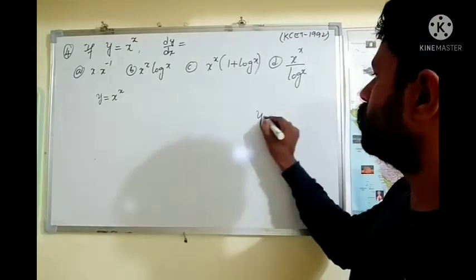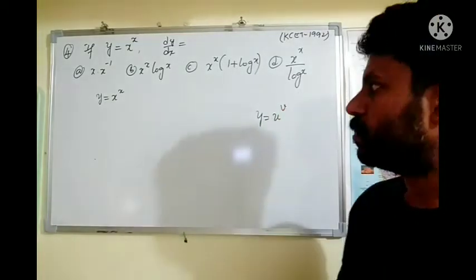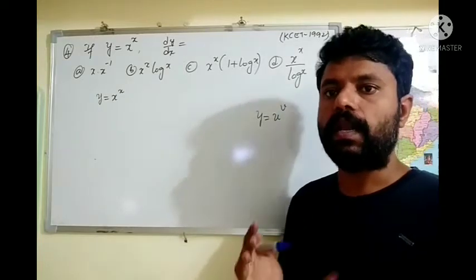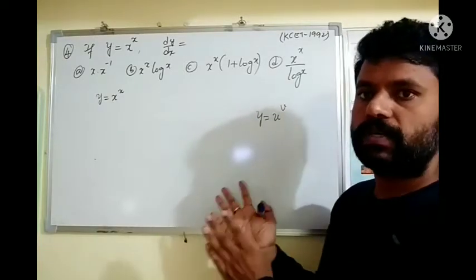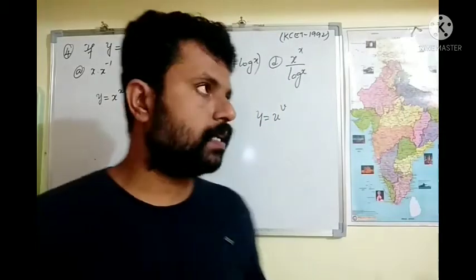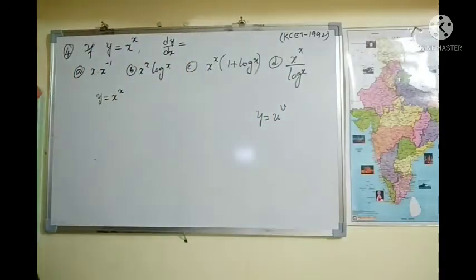They will ask in this power form, u to the power v. See, y is equal to u to the power v. Suppose the given result is in this form, u to the power v. Now we take log on both sides. That is the procedure to solve the u to the power v form. I will explain one result, x to the power x. This is a 1992 question paper problem.